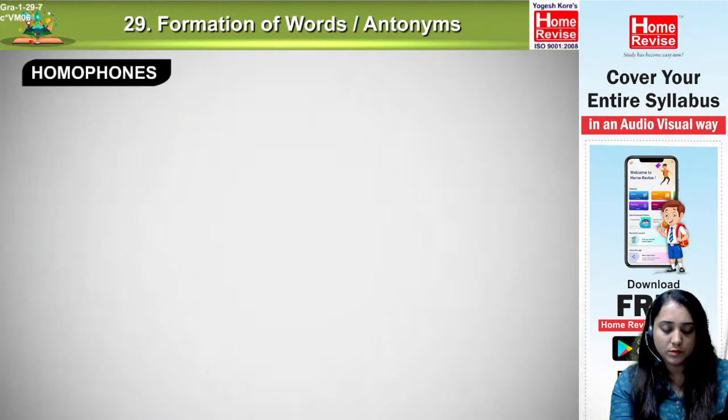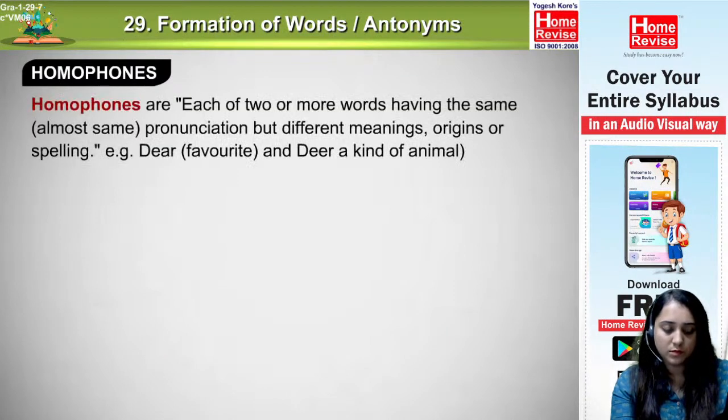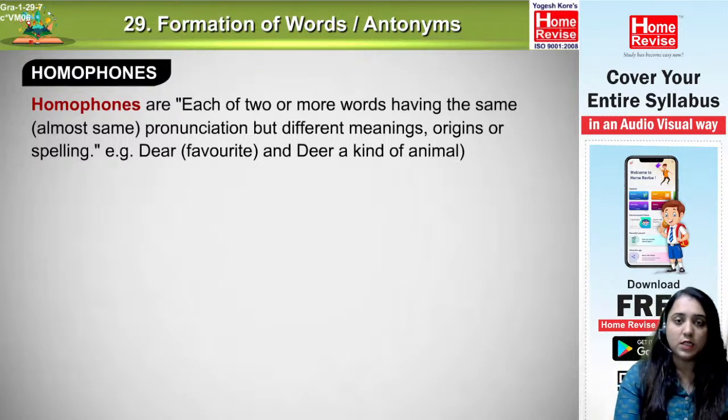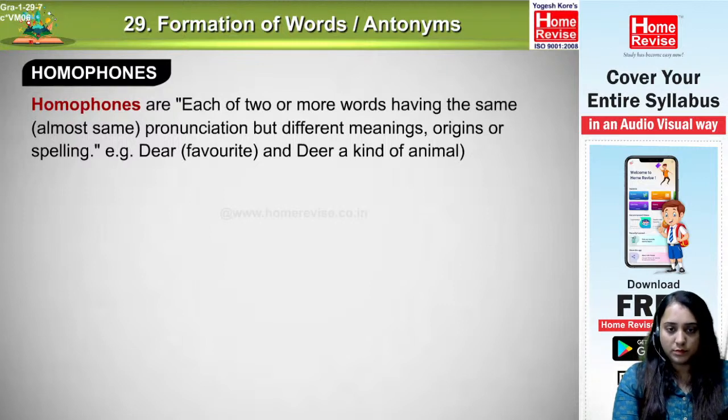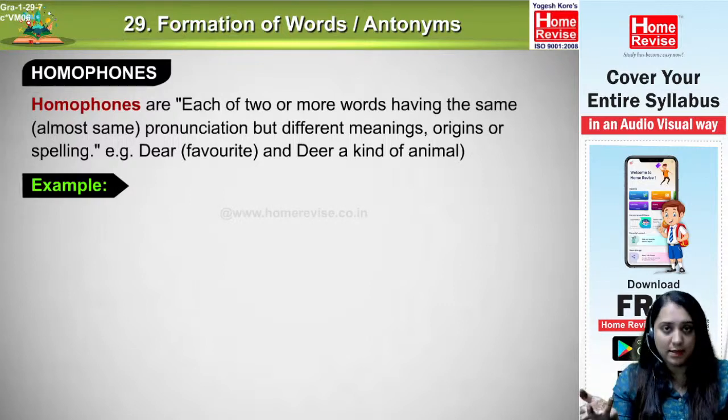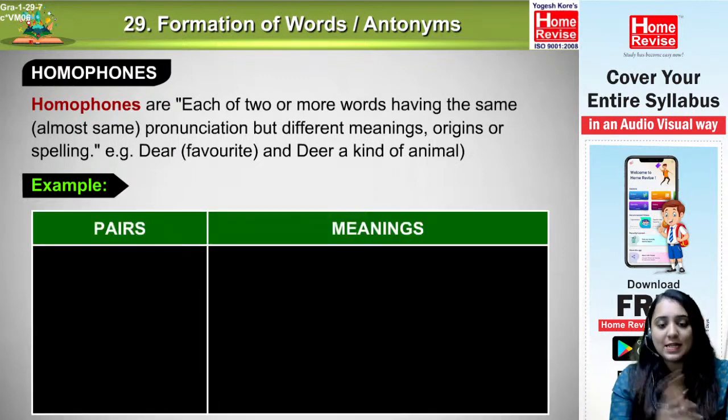Homophones are each of two or more words having the same or almost the same pronunciation, but different meanings, origins, or spelling. Example: dear, a favorite, and deer, a kind of animal. In this, you can have two different spellings. Now let's see some different pairs.